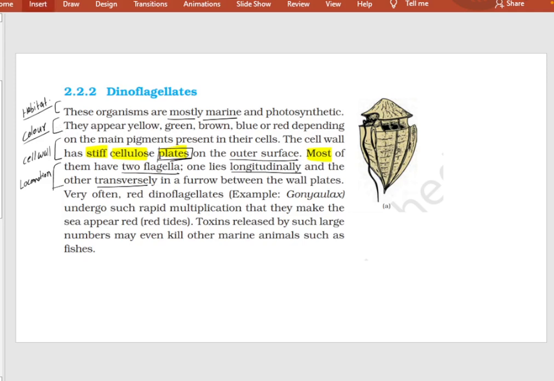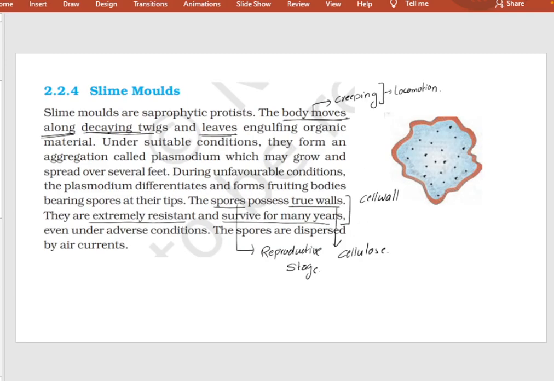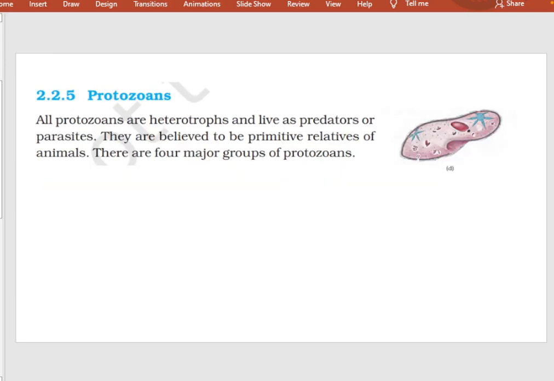Color means wherever color is coming, it is related to pigments. The main pigments are present in their cell. Color is because of pigments. So this is about dinoflagellates: pigments are similar to higher plants. Slime molds have no pigments. Protozoans have no pigments.